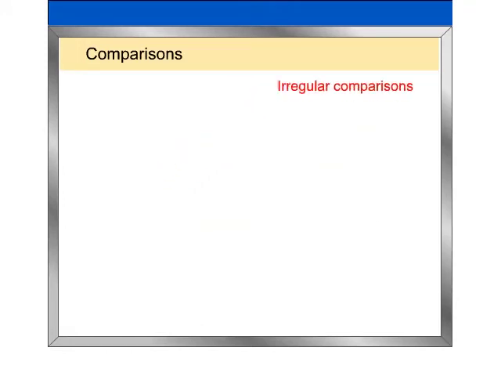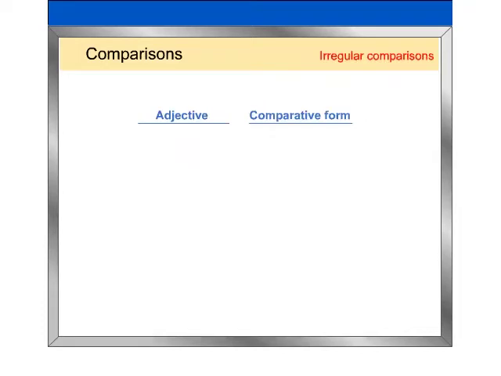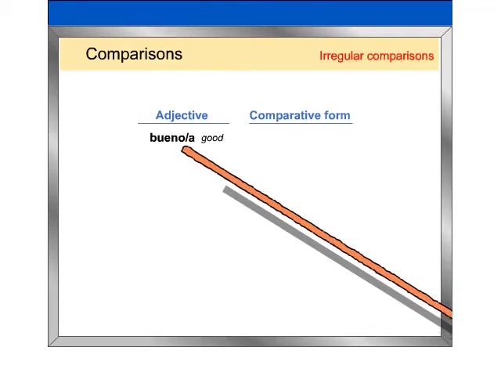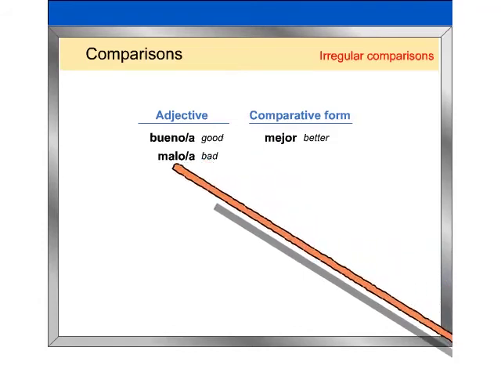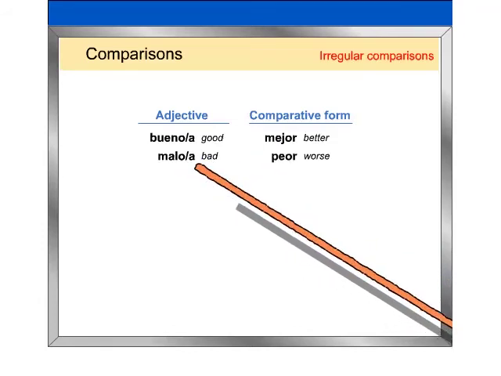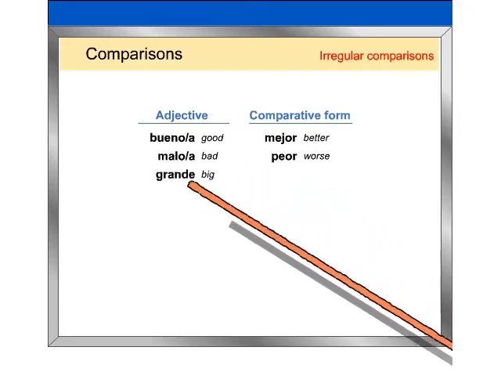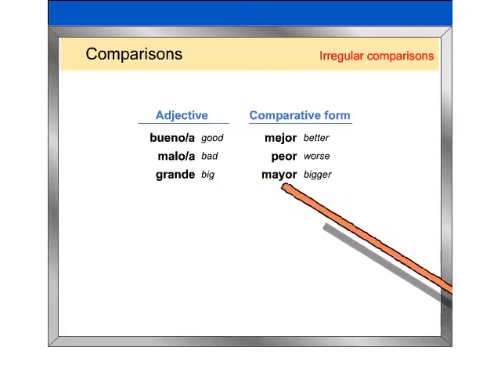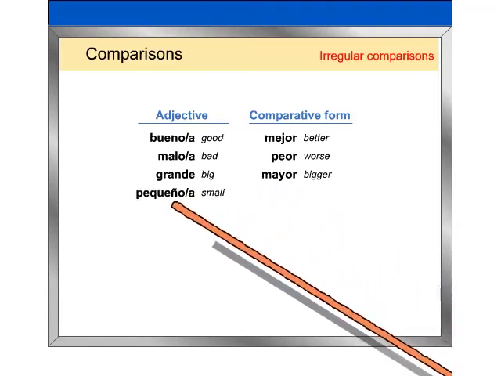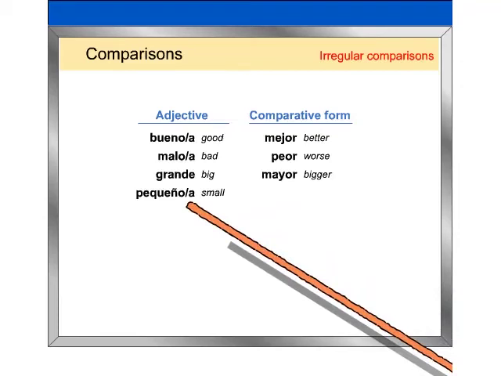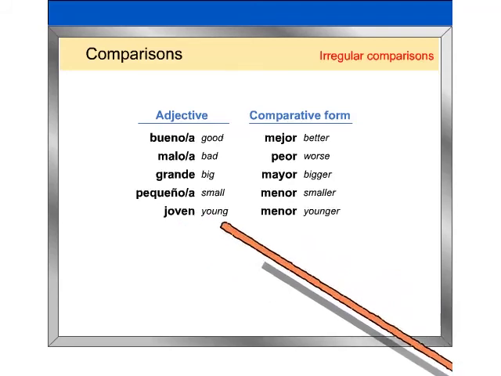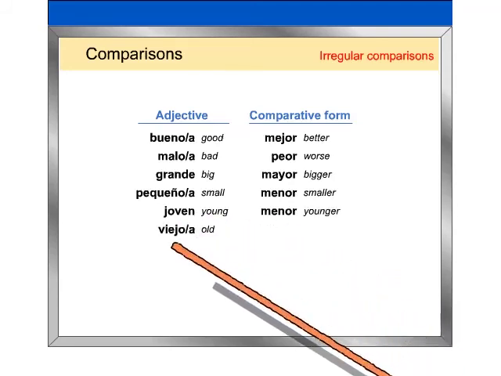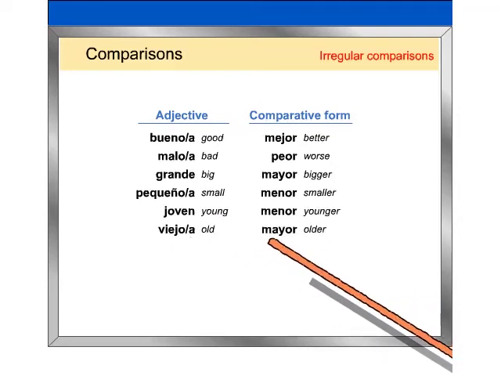Irregular comparisons. There are several irregular comparative forms in Spanish. Repeat after me. Bueno, buena, mejor. Malo, mala, peor. Grande, mayor. Pequeño, pequeña, menor. Joven, menor. Viejo, vieja, mayor.